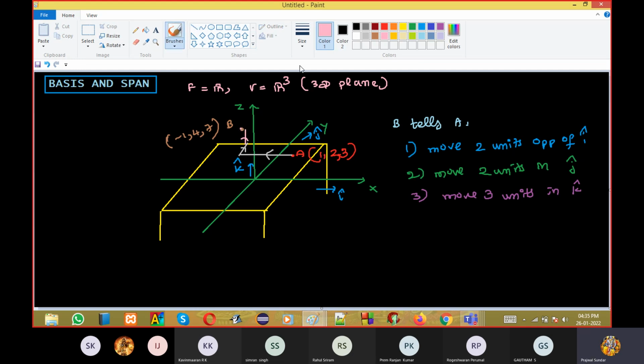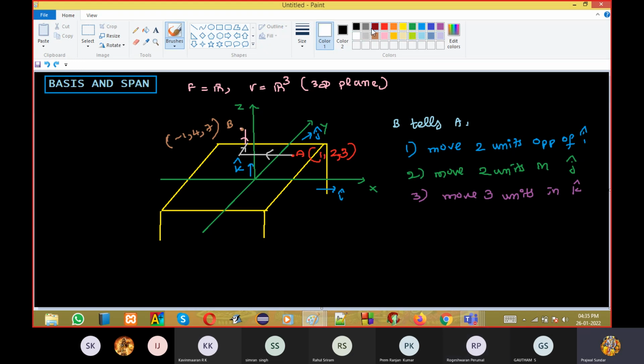Is this story clear to everyone? Does anyone have any problem with the story? This is the story of how B is instructing A to come to his house. Is this clear? Any doubt on the story? With this story only, I'm going to explain what basis and span are. Are you understanding what the story is? Oh, very good.